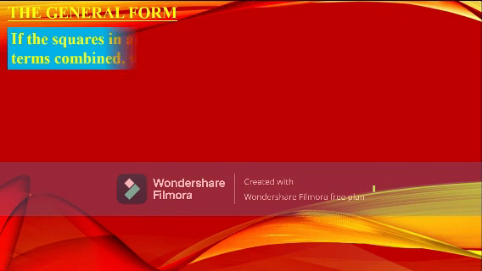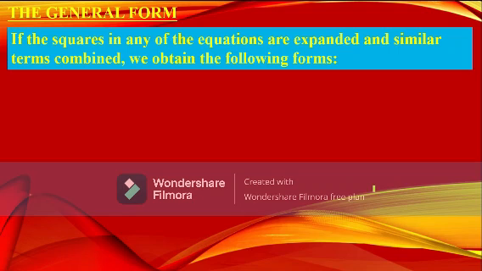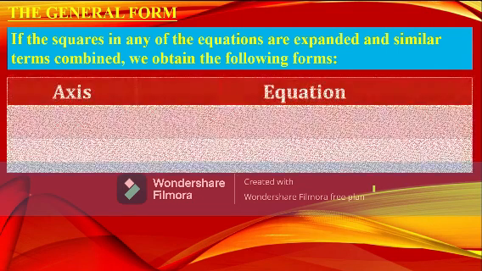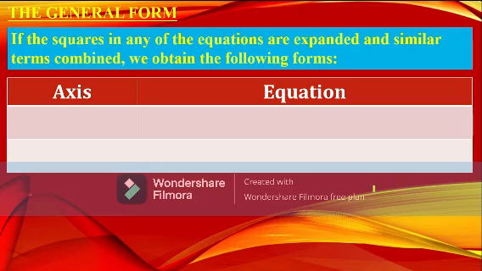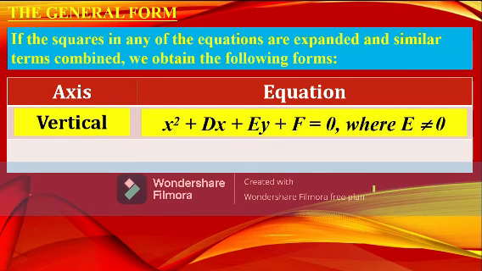Okay, so the general form. Let's proceed to the general form. If the squares in any of the equations are expanded and similar terms combined, we obtain the following forms. For the vertical, if the axis is vertical, this is the equation: x squared plus dx plus ey plus f is equal to 0, where e is not equal to 0.